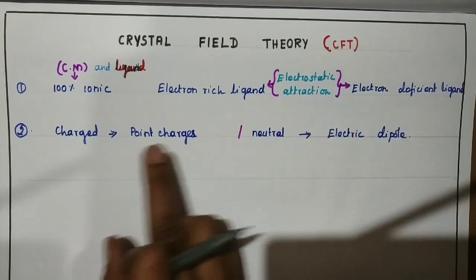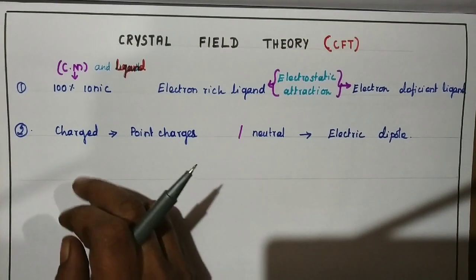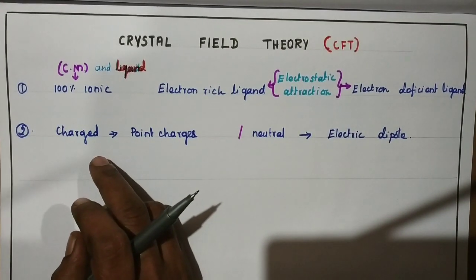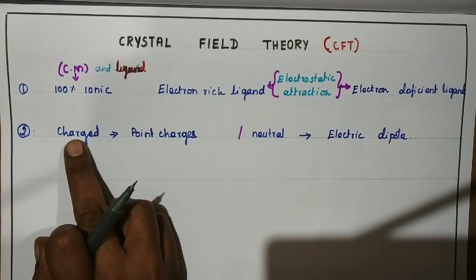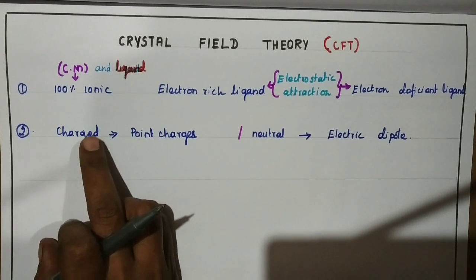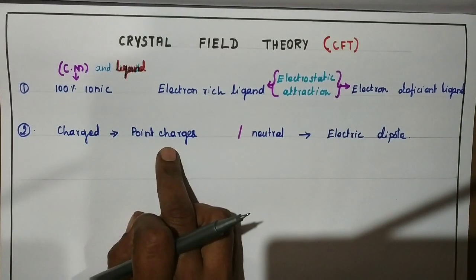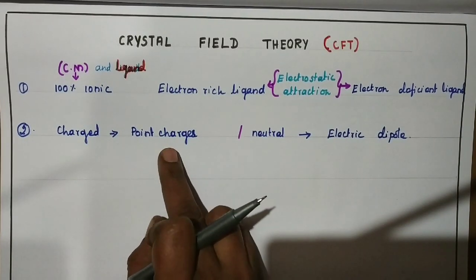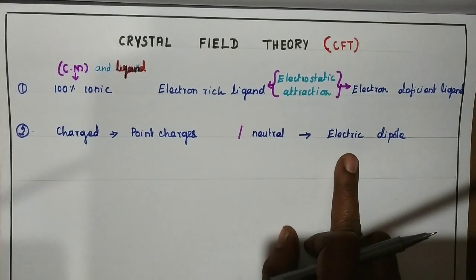Okay, next one. The central metal ion and the ligands are considered as point charges. Charged metal ions or ligands are called point charges. Then, neutral metal atoms or ligands are electric dipoles.